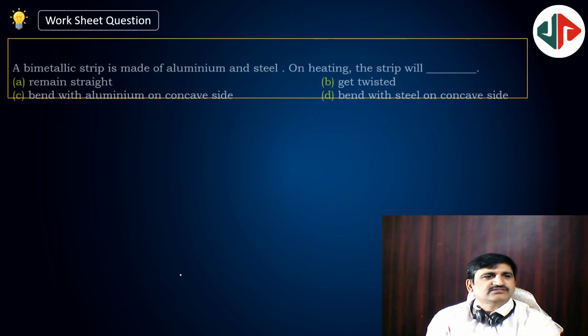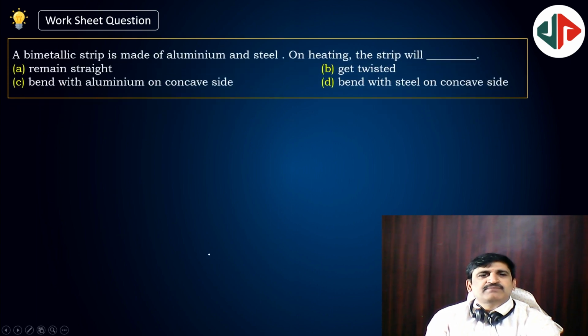Next, option A. A bimetallic strip is made up of aluminum and steel. On heating, the strip will remain straight, get twisted, or bend with aluminum on the concave side. Aluminum expands more than the steel. So it bends with steel on the concave side.